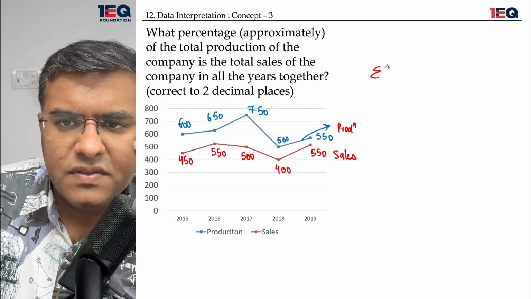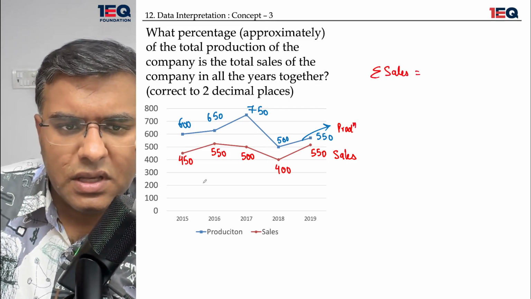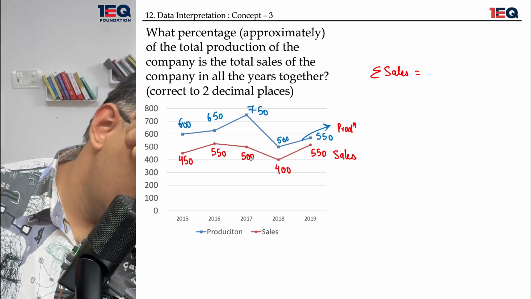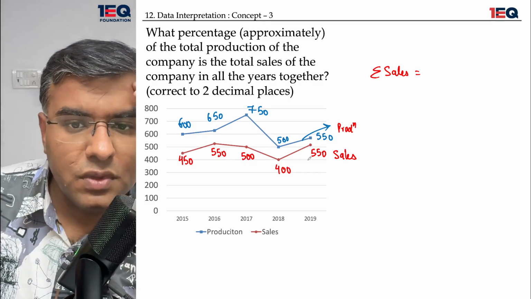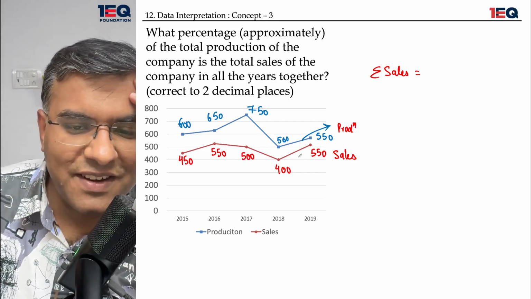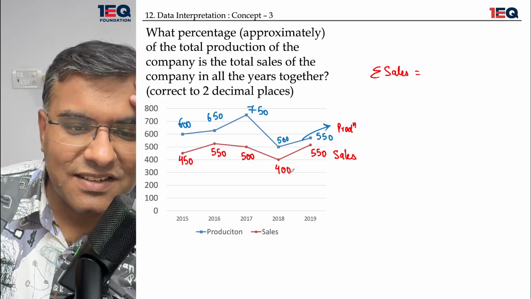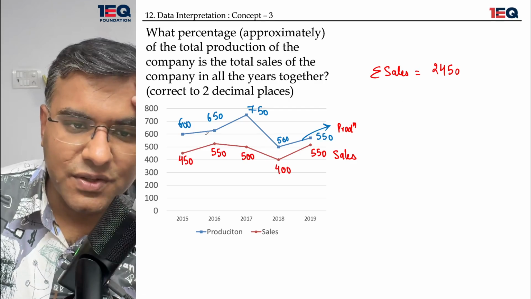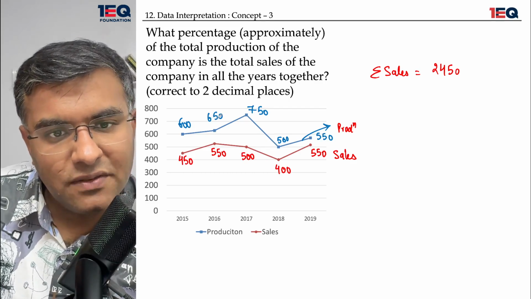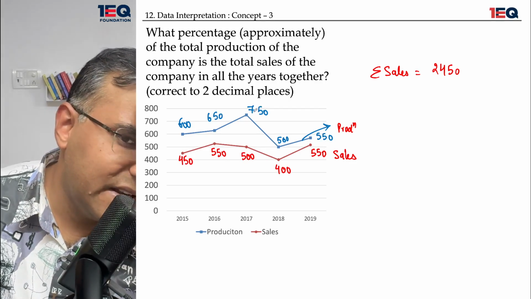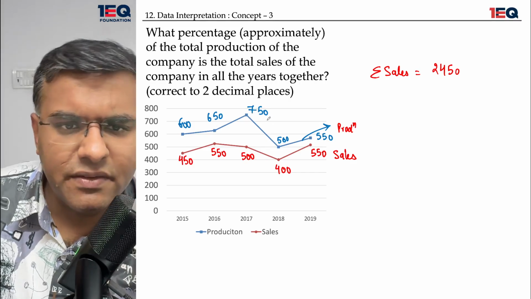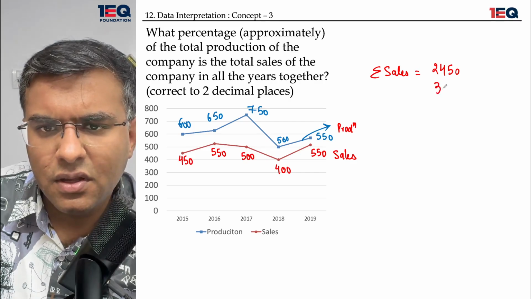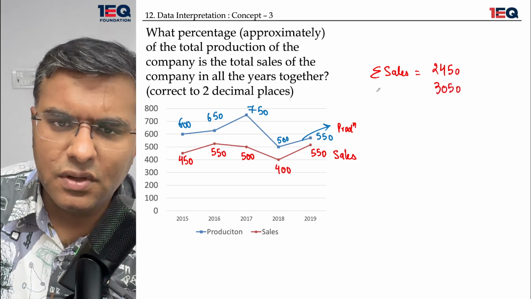The sum of sales is equal to 1100. 1100 plus 900 is 2000, 2450. Okay, 2450. 650 is 1250. 1250 plus 750 is 2000. 2000 plus this is 3050. 3050. And this is the sum of production.